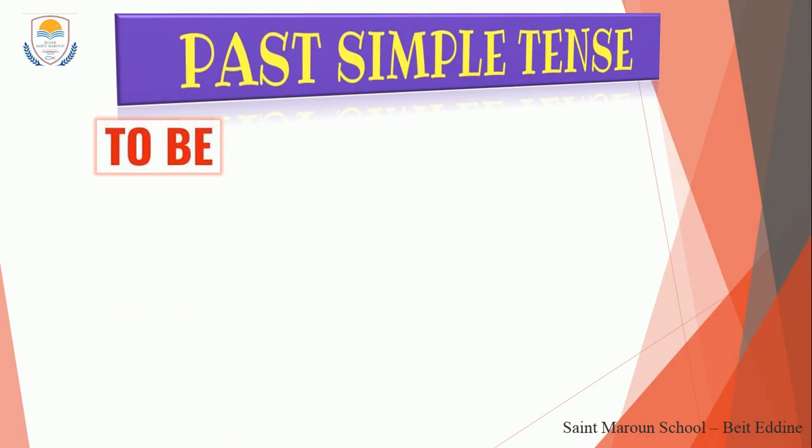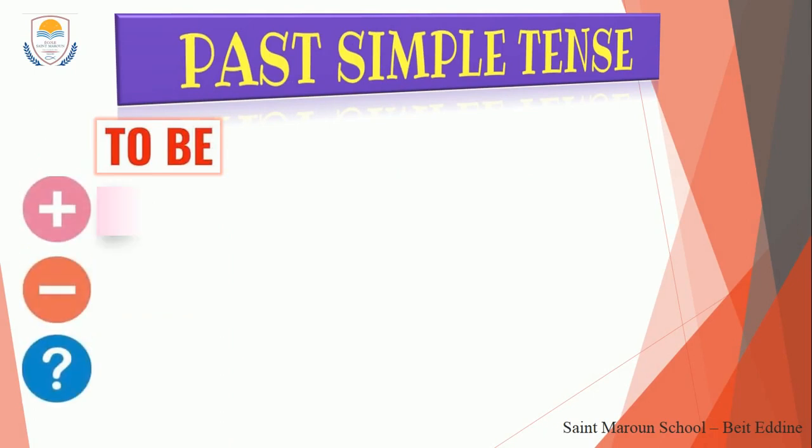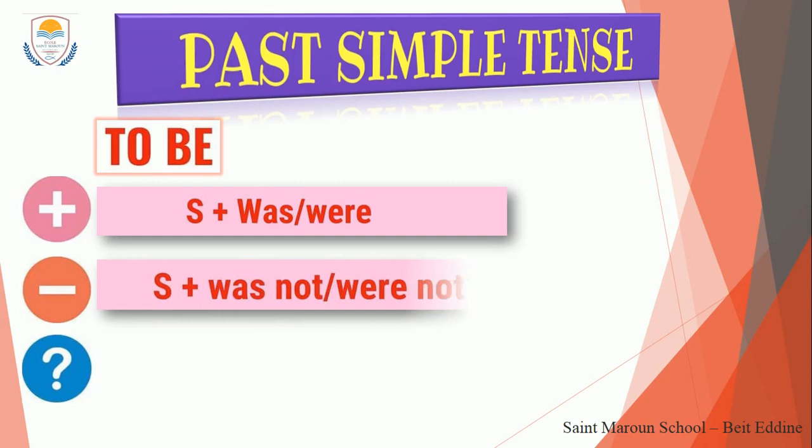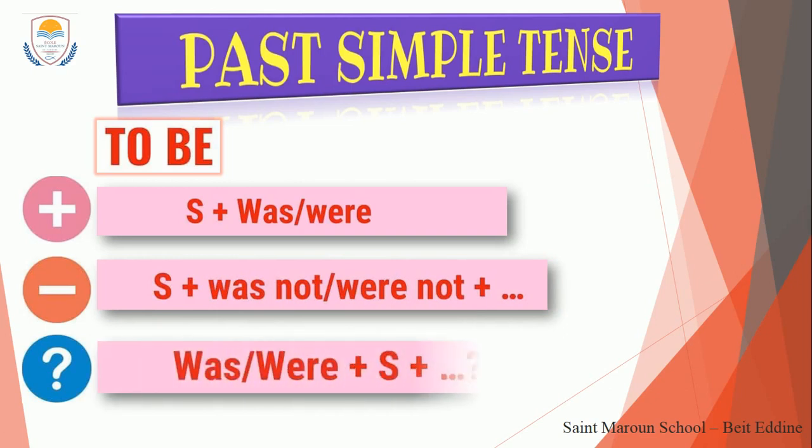The positive form of the past simple tense is subject and then was or were plus the complement of the sentence. The negative form is subject then was or were plus not, wasn't or weren't. It depends on the subject. And then the question: in the question you have to remember that I put the helping verb in the beginning, was or were, plus the subject, plus the complement of the sentence with the question mark.